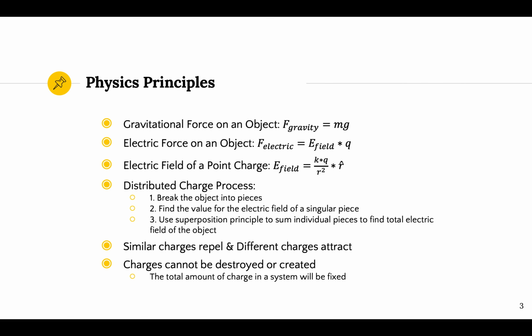So just going over physics principles that we use today in the lab. The gravitational force on an object, which is the force of gravity, is equal to mass times gravitational constant. The electric force of an object, F electric, is equal to E field times Q. The electric field of a point charge, and the distributed charge process, which is breaking the object into pieces, finding the value for the electric charge of a singular piece, and then using the superposition principle to sum individual pieces to find the total electric field of the object. Another principle is that similar charges repel and different charges attract. And finally, that charges cannot be destroyed or created, and the total amount of charge in a system will be fixed.